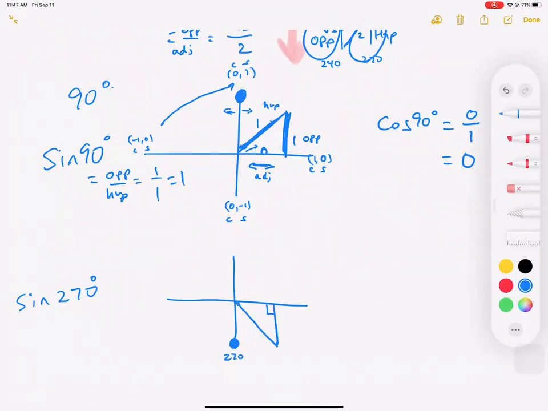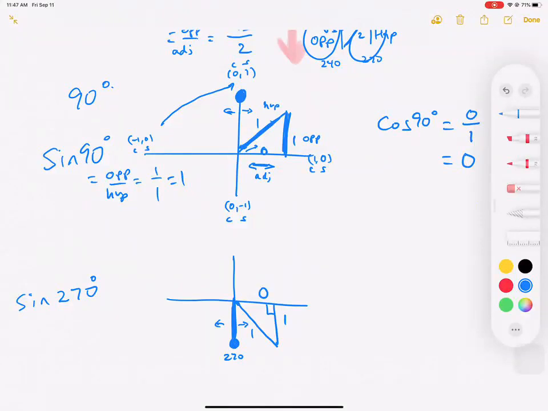So which of these values would be a 0, the x or the y? Remember, this angle goes straight down. So is there really an x value? No, that's our 0, 1, 1. We just filled out the 3 sides of a triangle.